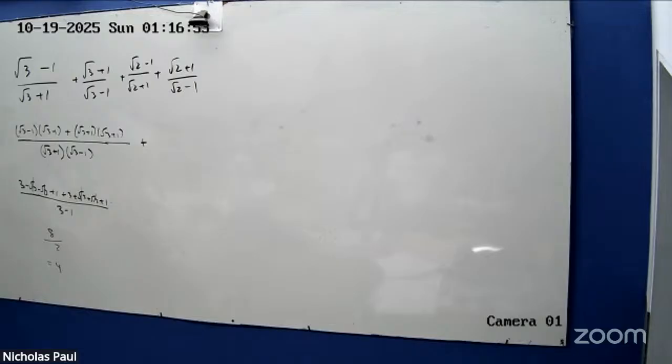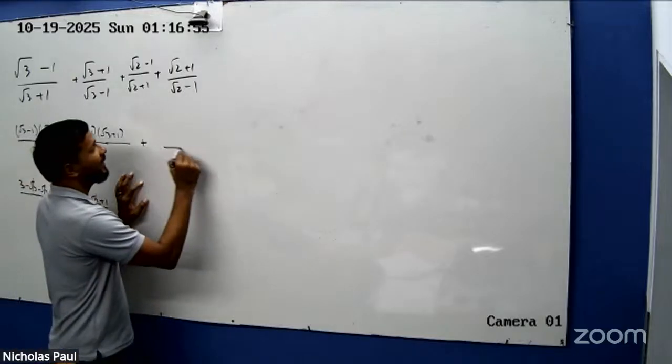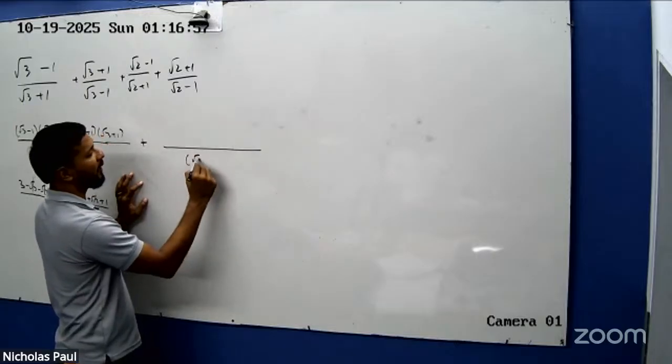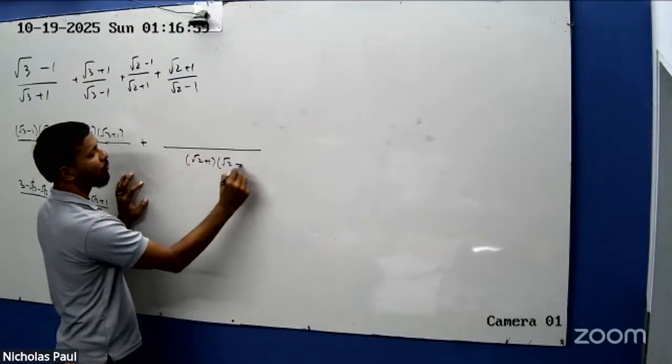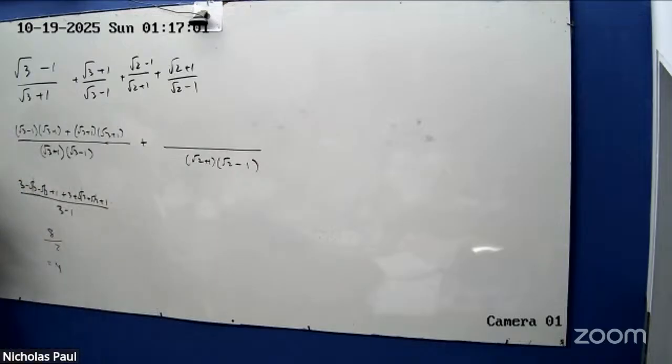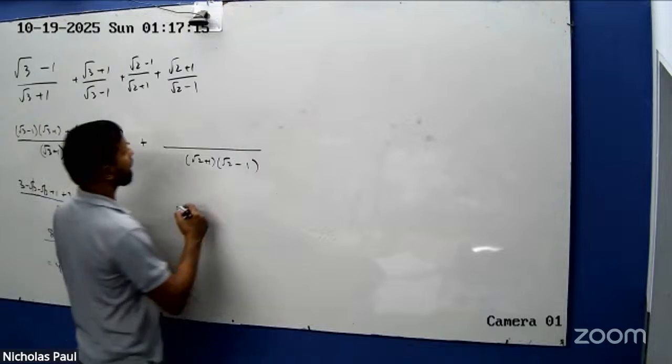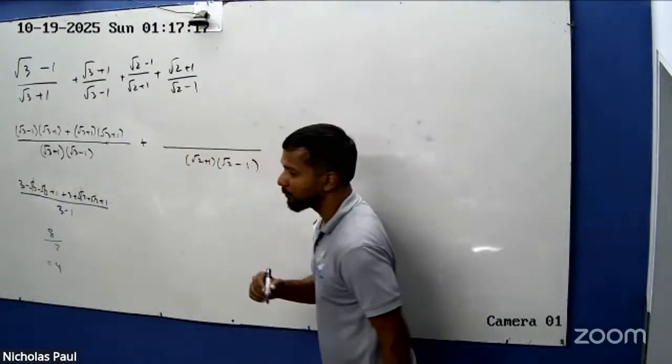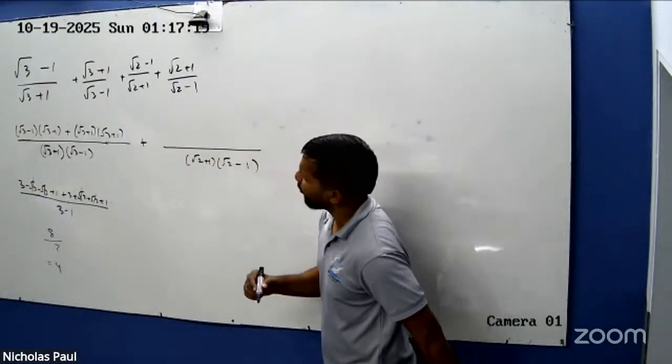Okay with us? Next part. So you do the same thing here: root 2 plus 1, root 2 minus 1. Everybody okay with us? Because these are conjugate pairs, you will end up rationalizing. If they weren't conjugate pairs, then you have to do them individually.